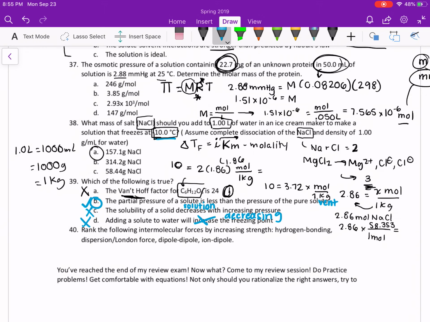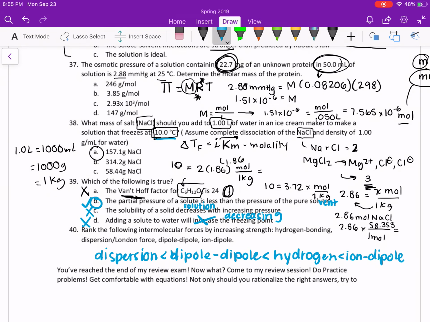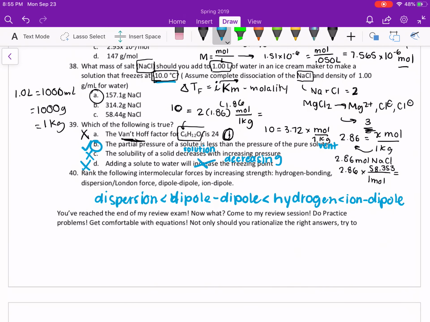And for the last one, rank the intermolecular forces by increasing strength. So dispersion is weakest because everything has it. It's going to be less than dipole. And think of hydrogen bonding just as extreme dipole bonding. So dipole has to be less than hydrogen bonding. And then my next is ion dipole. So that's pretty much it.